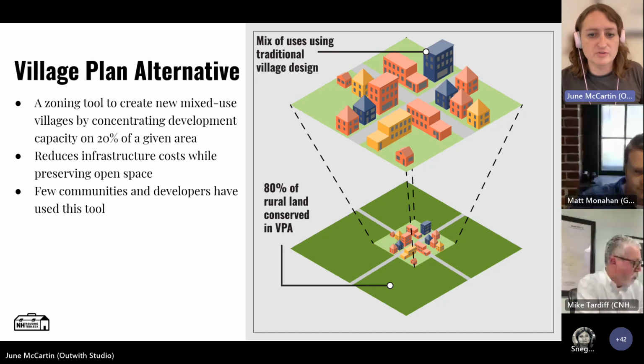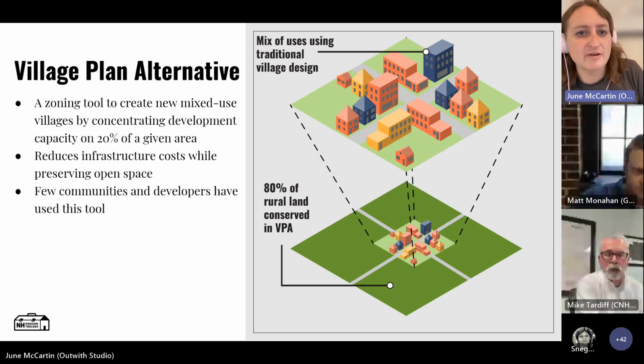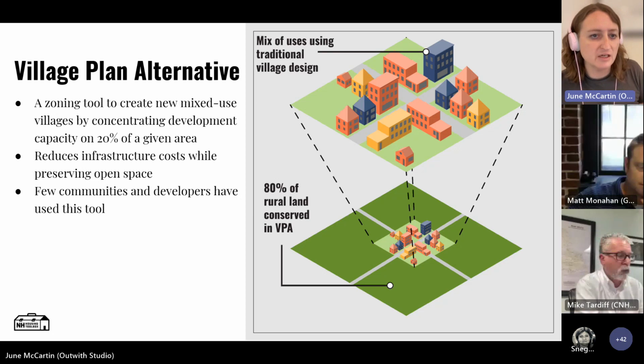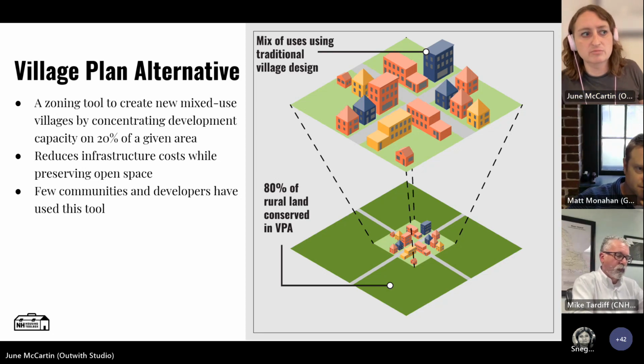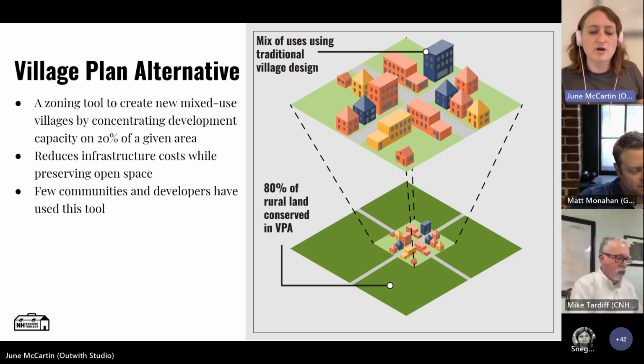But the idea is to do this compact village style development with a mix of uses, a mix of housing types, et cetera. And 80% of the total land area must be conserved. So it's this state version of cluster that has this particular motive behind it. Now, only 5 communities have adopted the Village Plan Alternative, and I don't think there are any New Hampshire examples you can turn to.